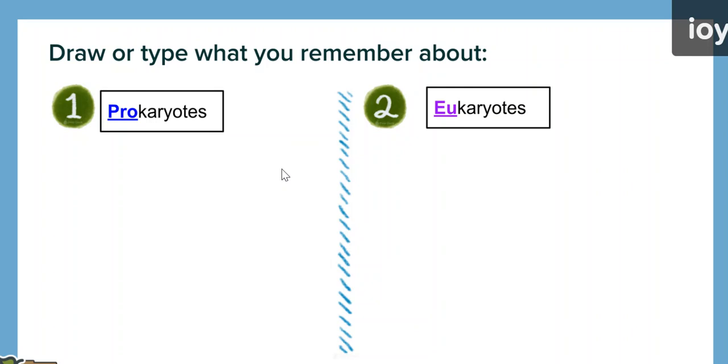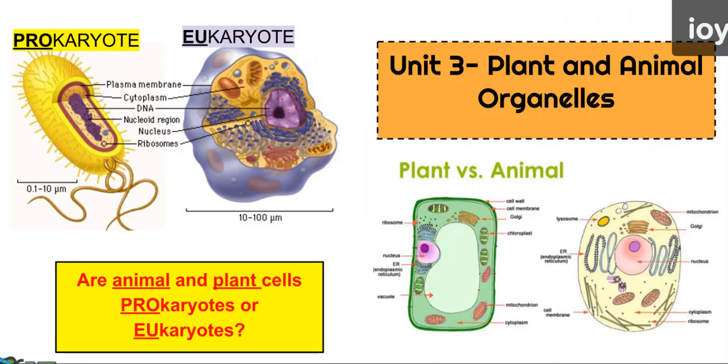But how are they different? If you remember, we like to say pro is no nucleus. Prokaryotic cells do not have a nucleus, whereas eukaryotic cells, you do have a nucleus. That is the primary difference. So, now that we've learned about the difference between the two types of cells, we're going to go more in depth today on eukaryotic cells.